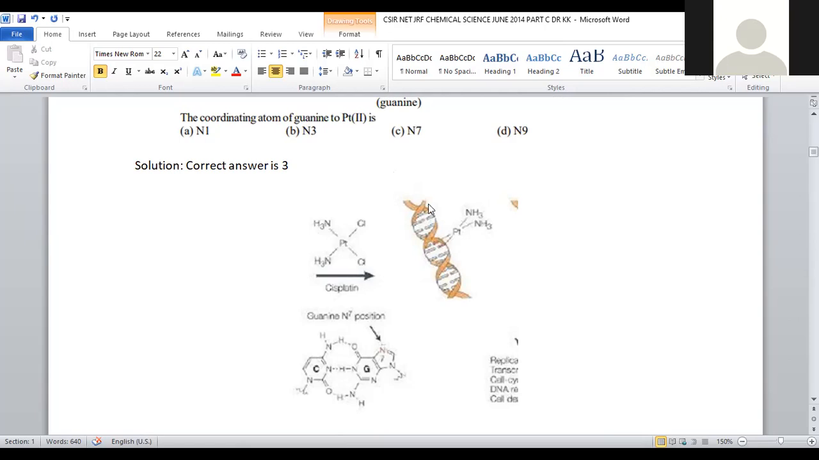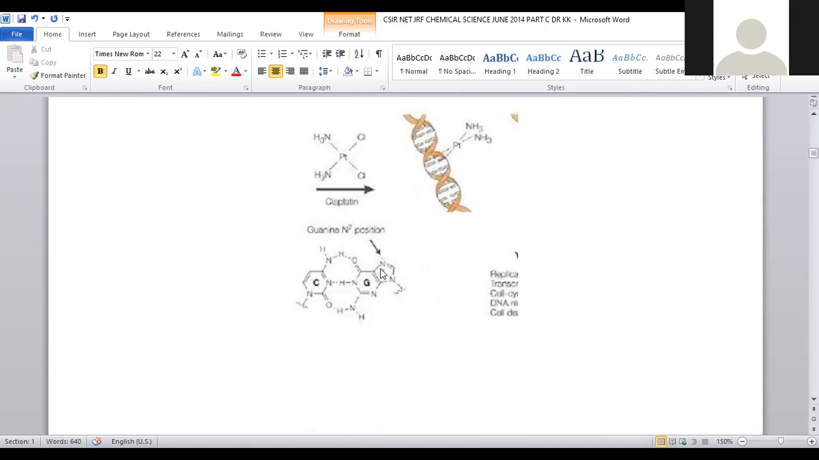DNA is a double helical structure bounded by purine and pyrimidine bases which are connected by hydrogen bonding. When it is interacted with cisplatin, the platinum will interact with the guanine base, especially at N7.